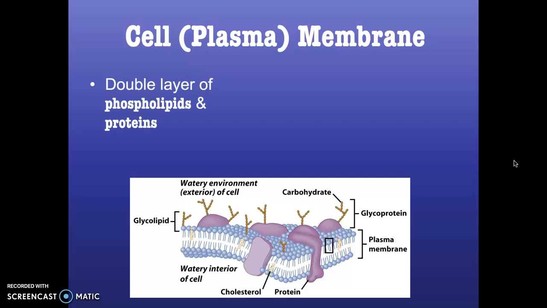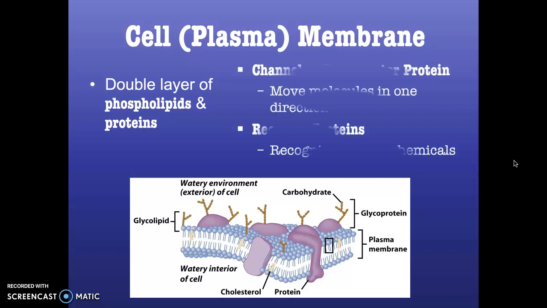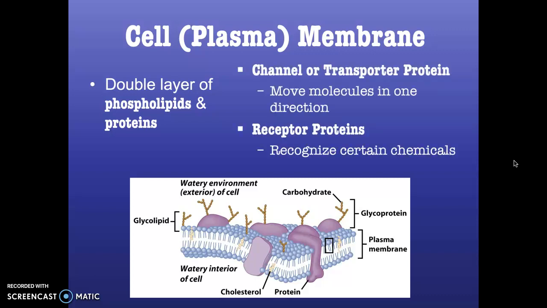So what are we talking about here? We are talking about a double layer of phospholipids and proteins that is what we call semi-permeable. Okay, what does that mean to be semi-permeable? It means that it will allow certain things to pass in and out, but it will also stop certain things from getting in and out. It is porous, but sometimes things are too big to get through those pores, so this is where the channel or transporter proteins come in handy.